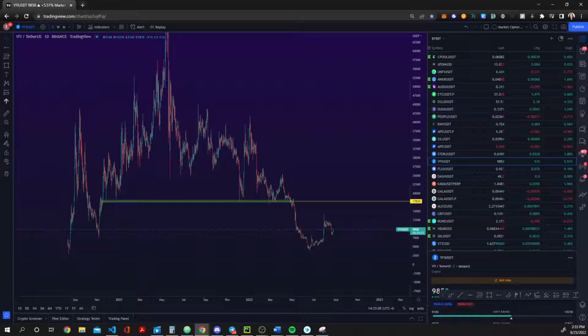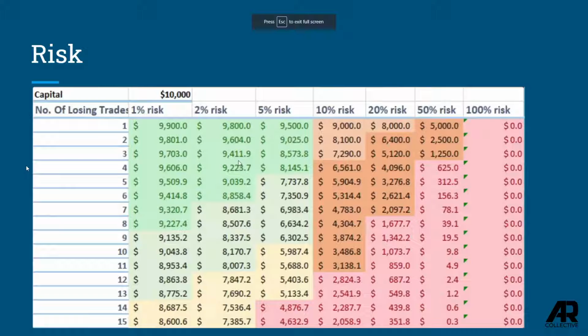Now let's talk about size, or not size, but risk, right? So a big thing is whenever you are entering a trade, you have to make sure you don't risk that big amount of your portfolio, right?